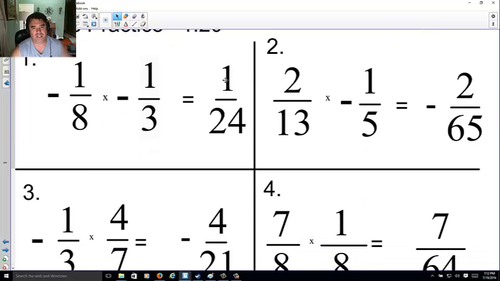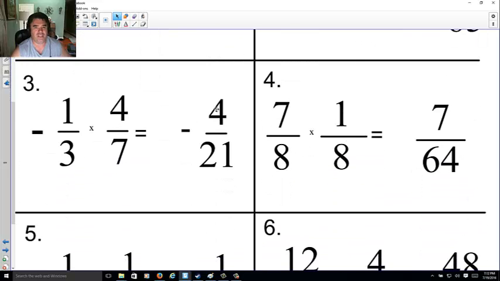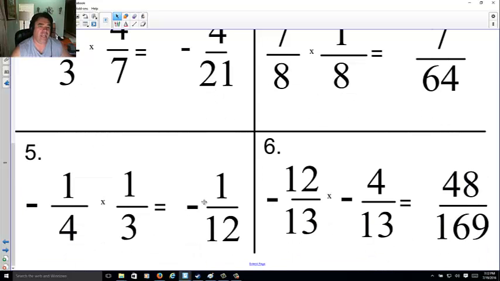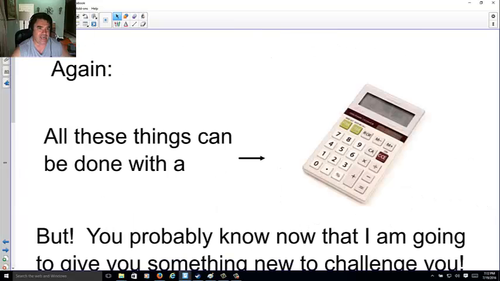First one, two negatives make a positive, 1 over 24. This one here makes negative 2 over 65. Next one's negative 4 over 21. Next one's 7 over 64. Negative 1/12 and 48 over 169.